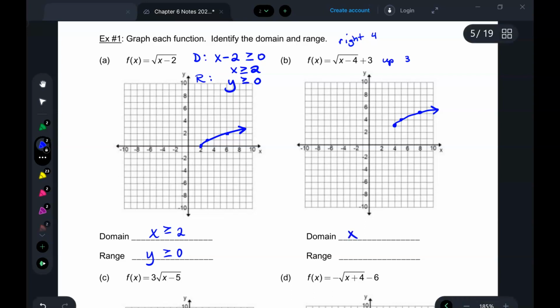What's the domain? x is greater than or equal to 4, because remember, we're going to take x minus 4 and set that greater than or equal to 0, so that's how we get that. How about the range? Is it greater than or less than? Greater, because it's going up. How many units did we move it up? 3. Remember, it's always the value of k. Good?